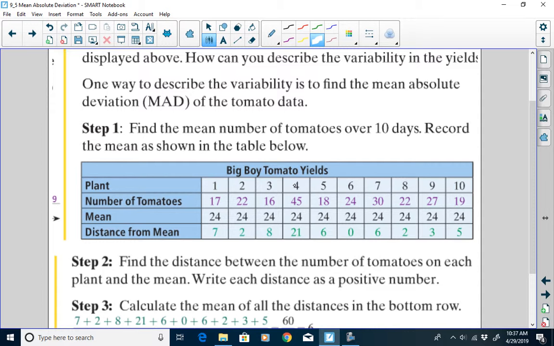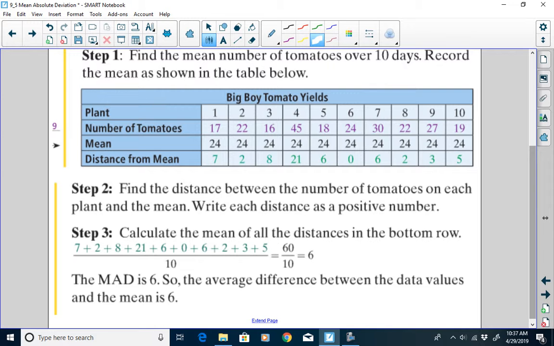The fourth tomato plant yielded 45, right? And that is much greater than the mean of 24. That is 21 away. But notice, we have to do that for each tomato plant, and we have to write that distance as a positive number. Step 3 then is pretty simple. We need to calculate the mean of all those distances in the bottom row. We need to calculate the mean distance each plant is from the mean. So we add those distances up, we divide by the number of plants, which is 10, and we get a mean absolute deviation of 6.